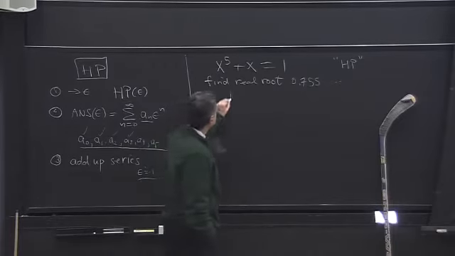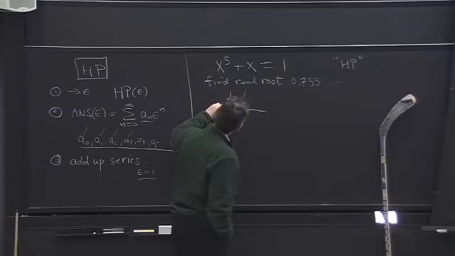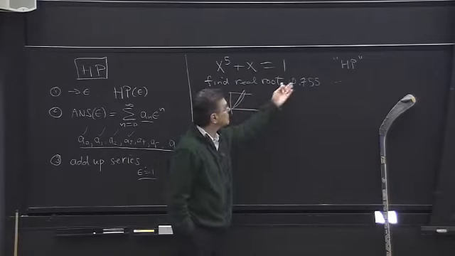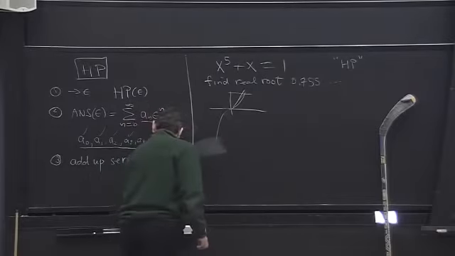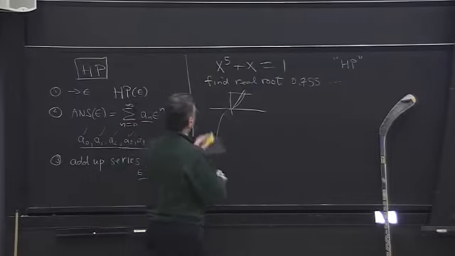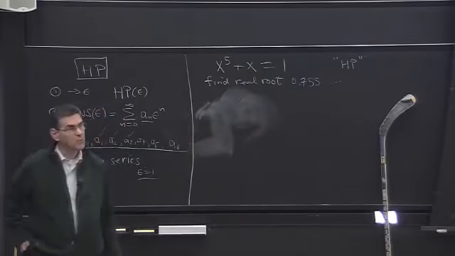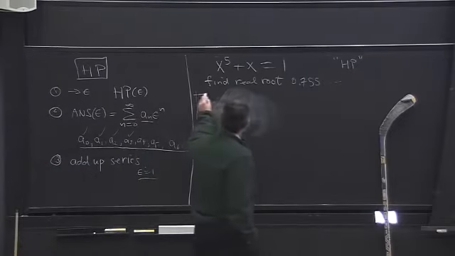Okay, you can just make a plot. Draw x to the 5, draw x, add this to this, and ask where does it cross 1, right? And it's going to be about 3/4, something like that. Okay, so we say, fine, we know we can't solve this problem exactly. Let's try to use perturbation theory.